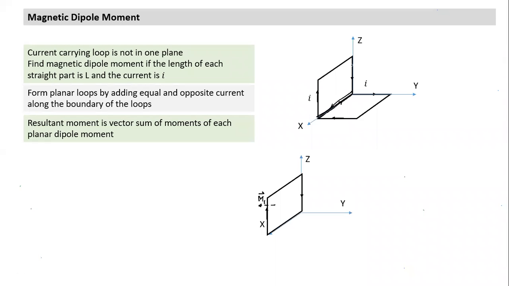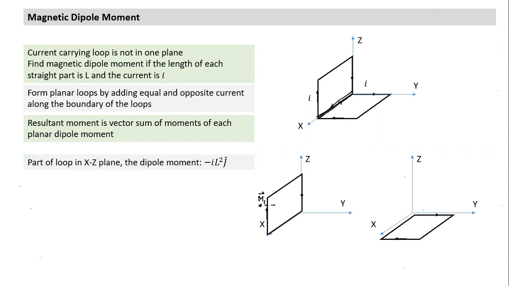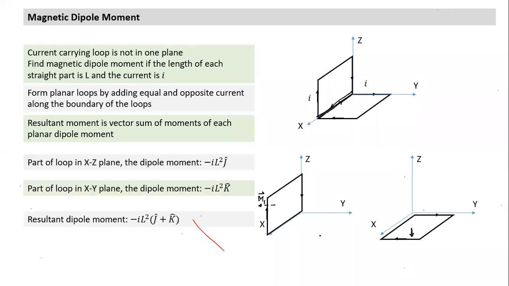If I take this loop lying in the vertical plane, and similarly, if we take another one which is lying in the horizontal plane, again, if I use the right hand thumb rule, it is pointing in the downward direction. So magnitude IL square. And so what is the resultant dipole moment? This is the value of the resultant dipole moment. Okay, so I hope all are clear about this point.